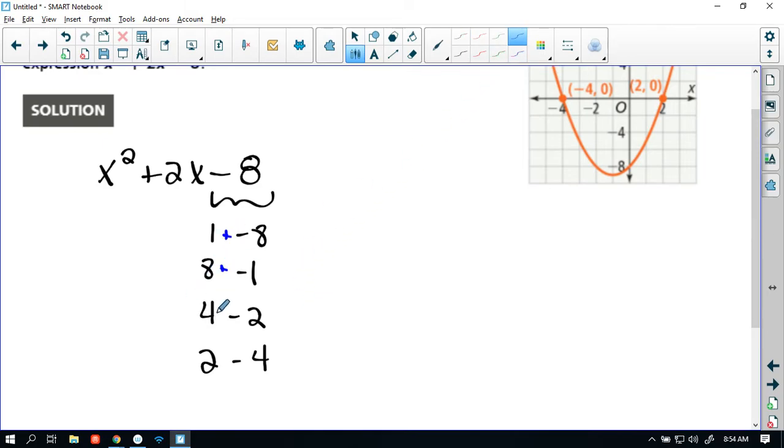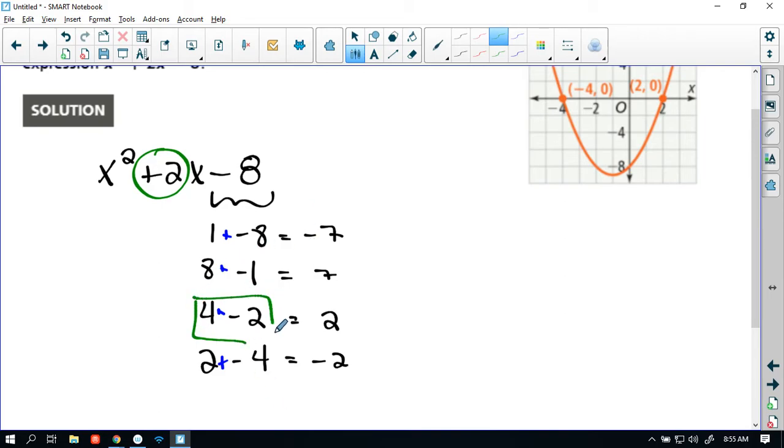Add them across. And we get here negative 7. Here we get 7. Here we get 2. And here we get negative 2. My c in this case is a positive 2. So these are the factors that we are working with. Sorry about that alarm. So I'm looking at x plus 4 and x minus 2.